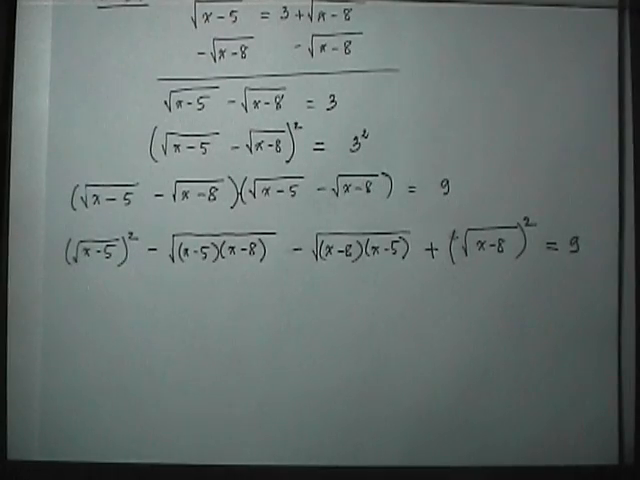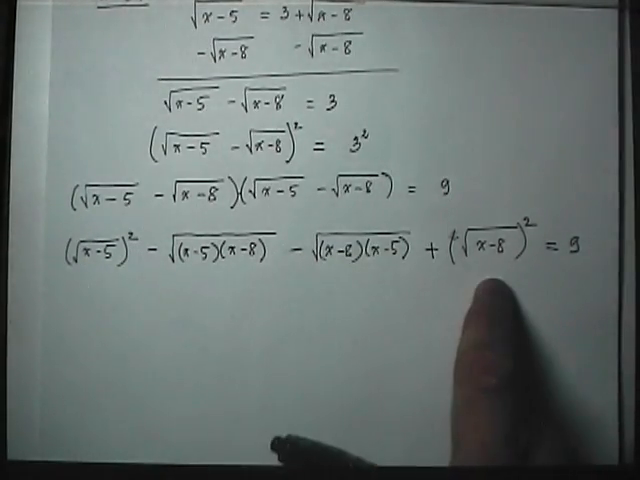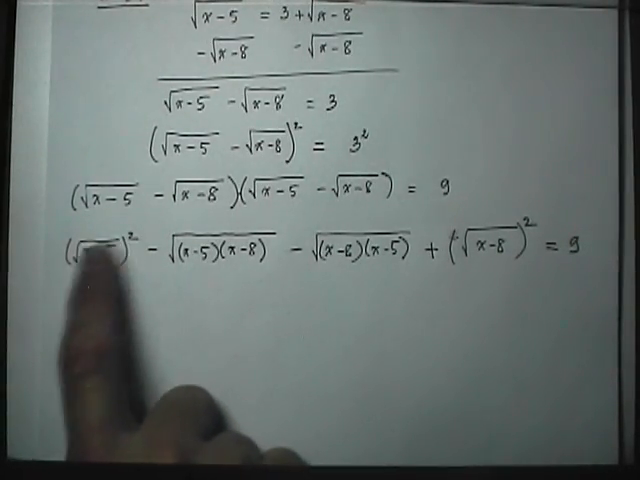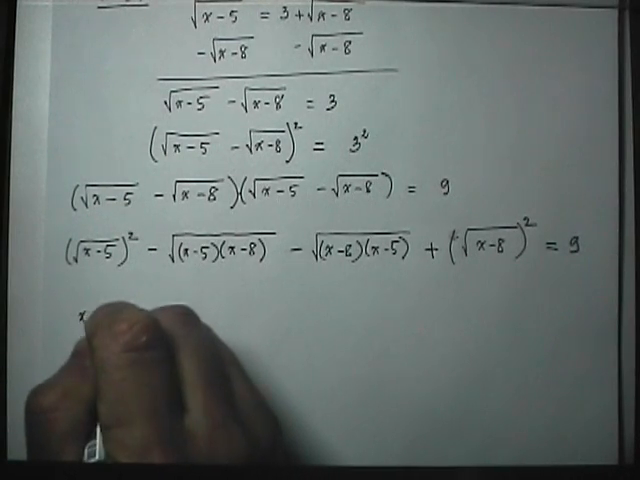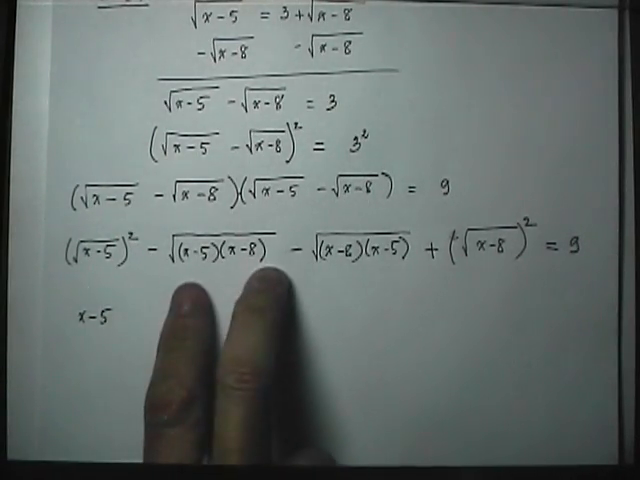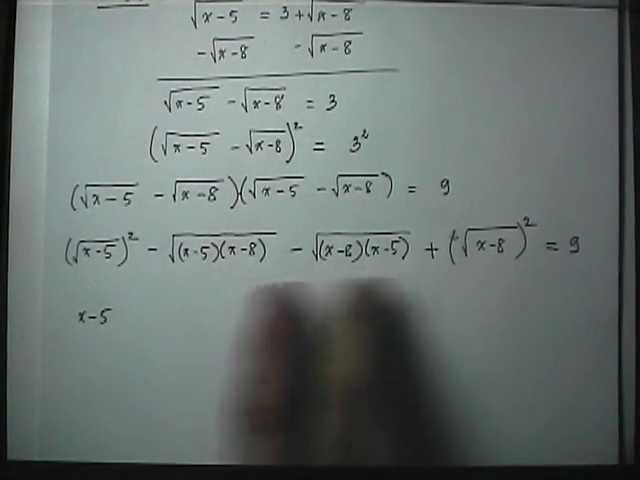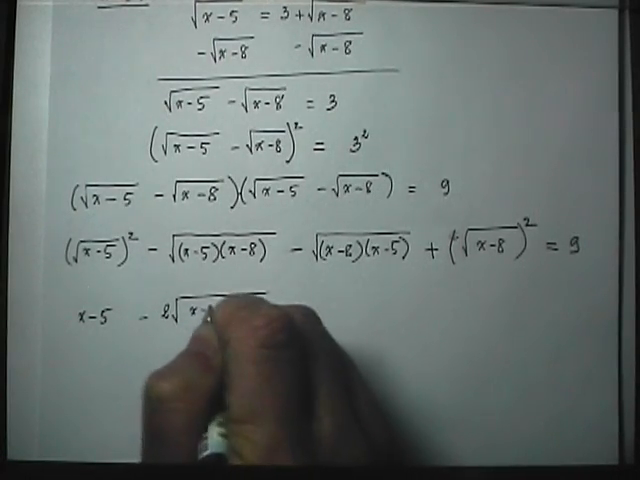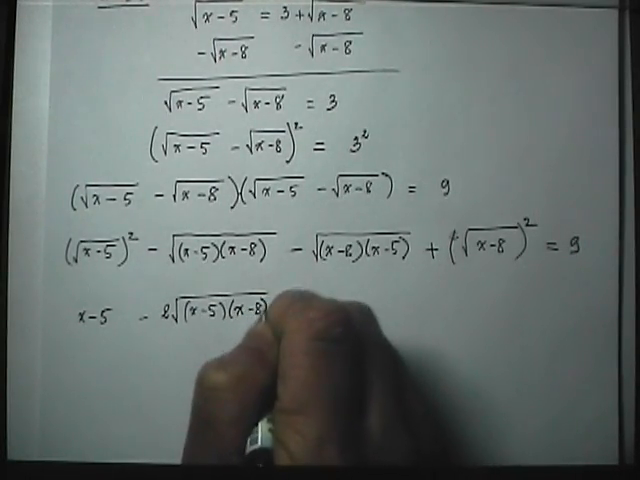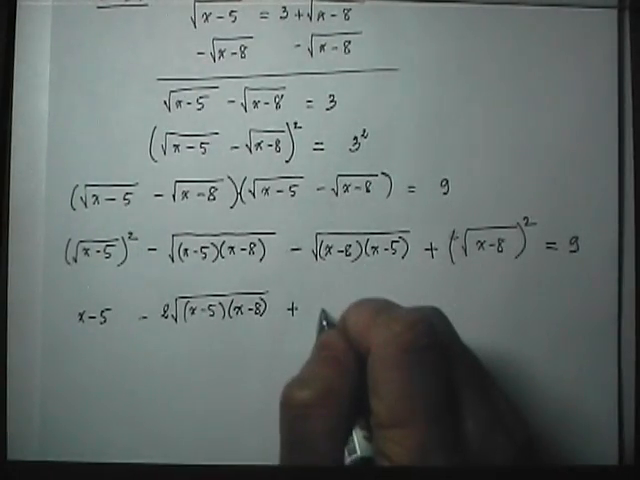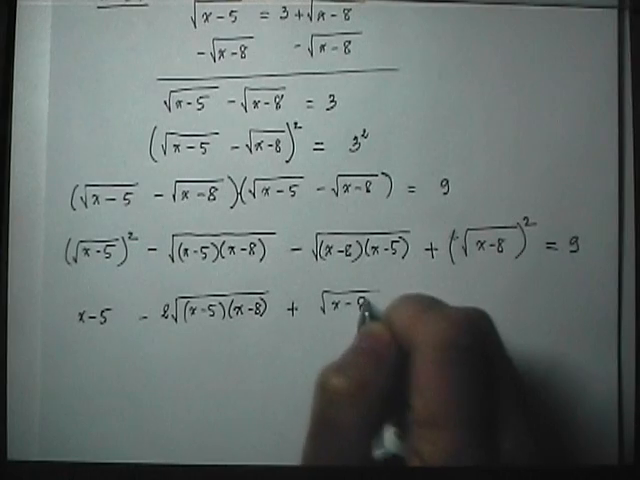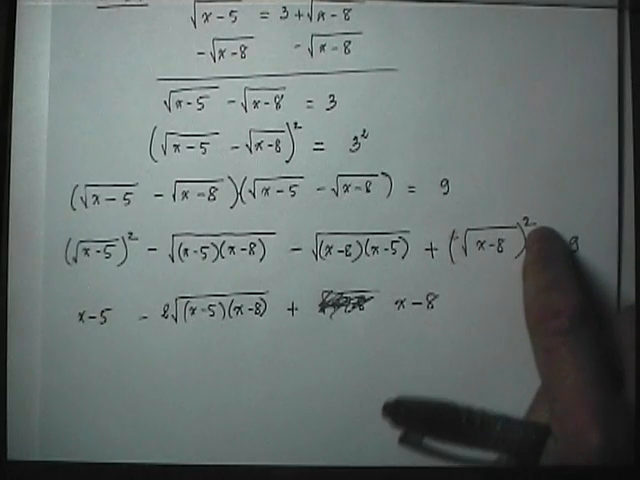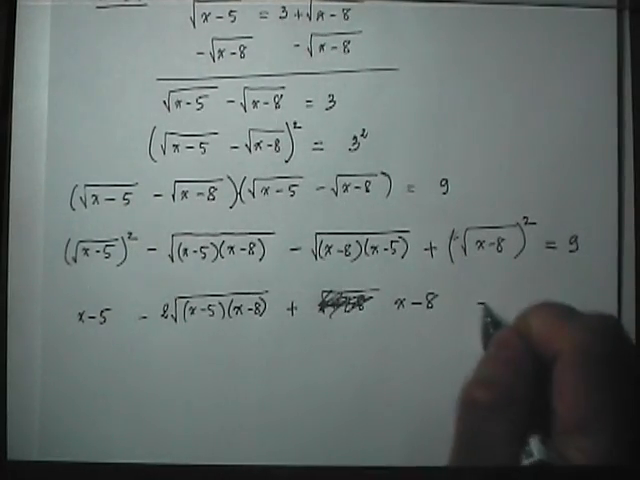Okay, so the next step here is to simply clean up these expressions on the left-hand side. The very first term with the square root is gone, because the square cancels away the square root. So we have just x minus 5. These two terms in the middle are identical, so I have minus 2 square root of x minus 5 times x minus 8. And then plus, again, x minus 8 with no more square root, because the square cancels the square root away. And then equals 9 on the other hand side.